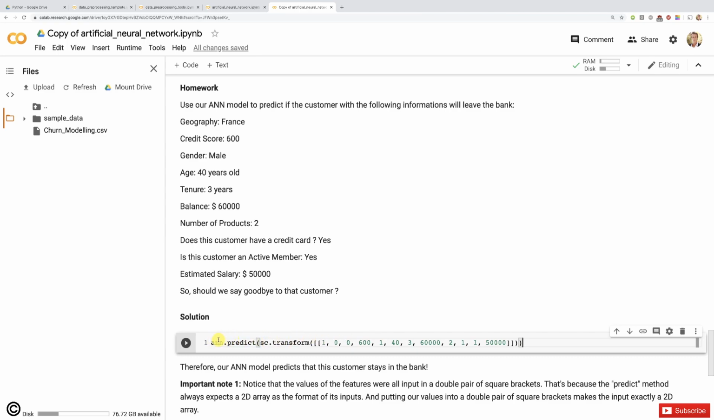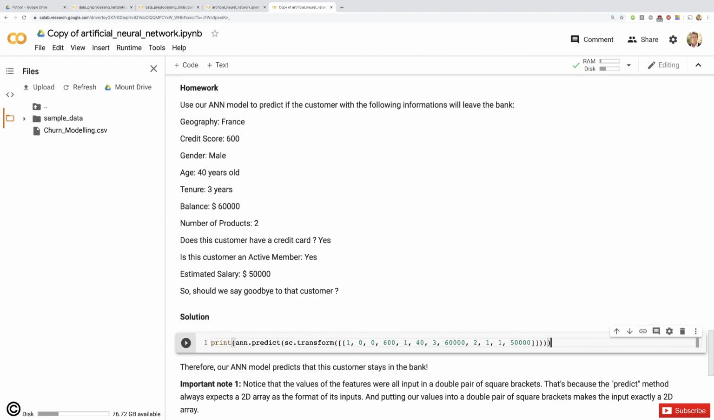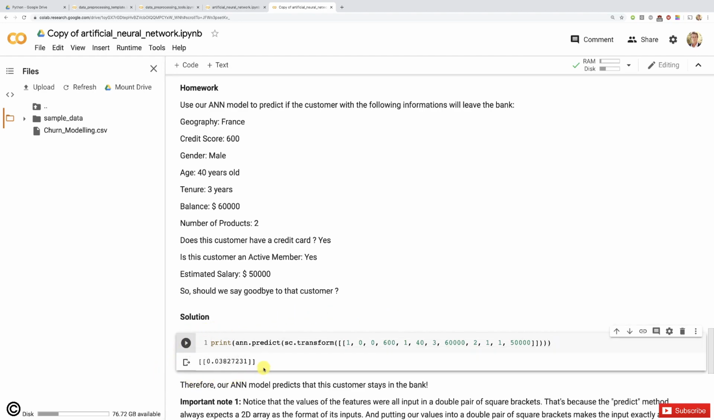So we're going to put all this into a print, right? All this into a third pair of parentheses. Now let me play that cell, and we get that the predicted probability that this customer leaves the bank is 0.038, about 0.04. And therefore, it is predicted that this customer has a very low chance to leave the bank.